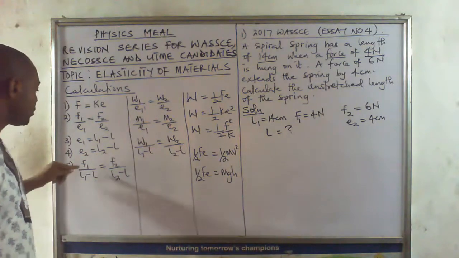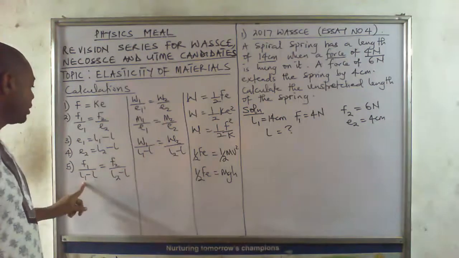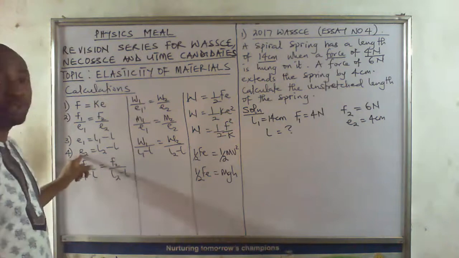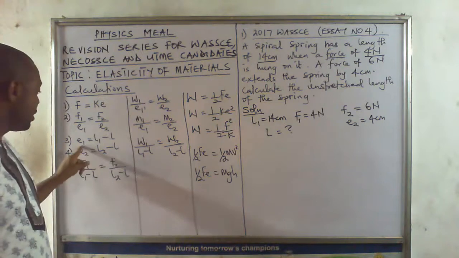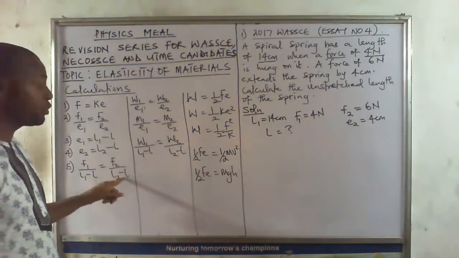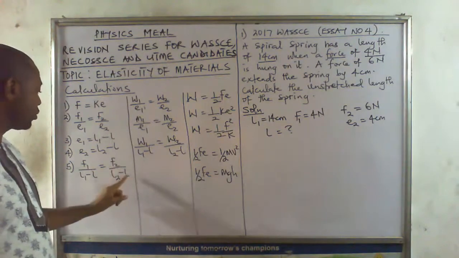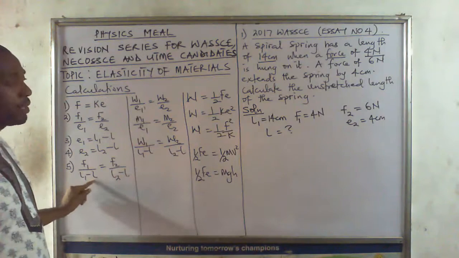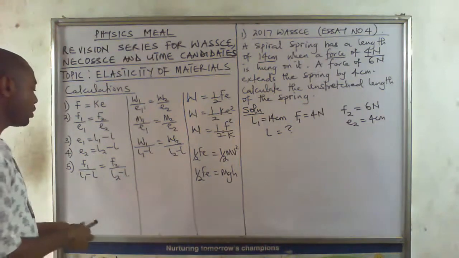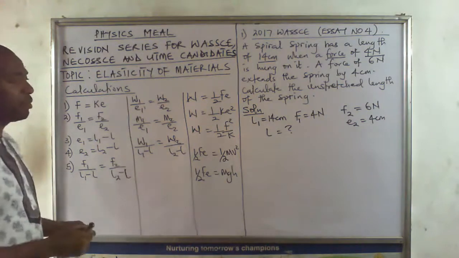Now I'll come down to this. I know F1 and F2. I know L1. Then L2 minus L is E2. You see that? So in place of L2 minus L, I can use E2, because E2 is L2 minus L. So if I use it, the only unknown will now be L.